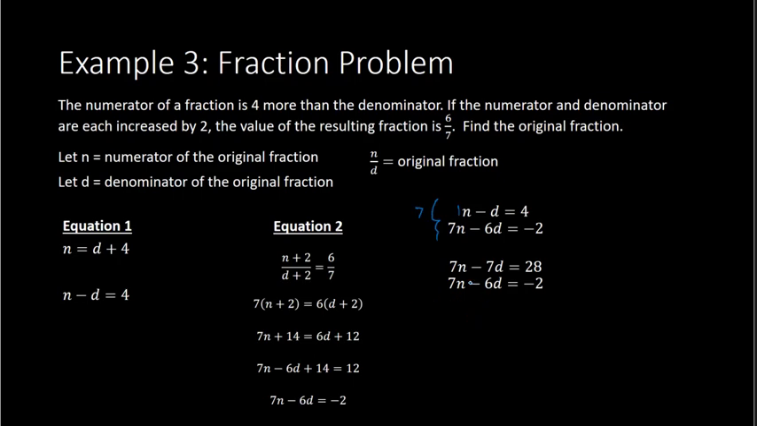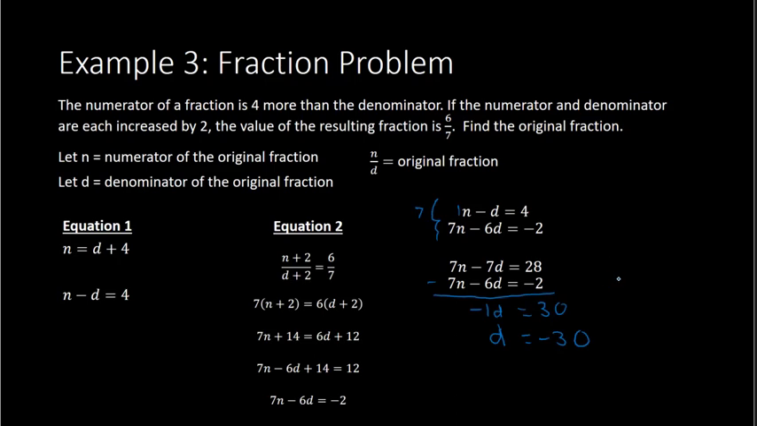And I chose that because now if I subtract the two equations from each other, the 7n minus 7n would cancel. And we have negative 7d minus negative 6d. Be careful with the subtraction of the negative. We have negative 7 minus a negative 6, which becomes a plus 6. So negative 7 plus 6 is a negative 1d. Then equals 28 minus negative 2. That becomes a plus 2, which is 30. So negative d equals 30, which means positive d would equal negative 30.